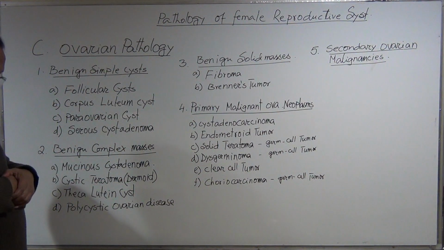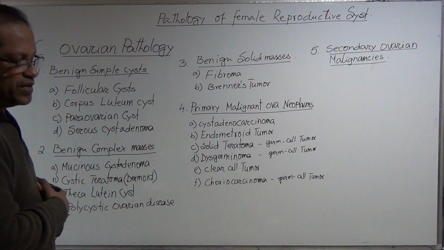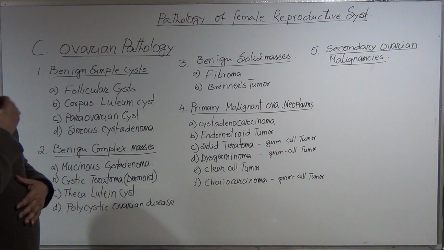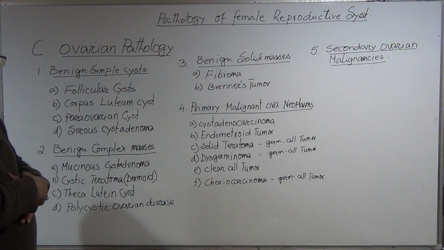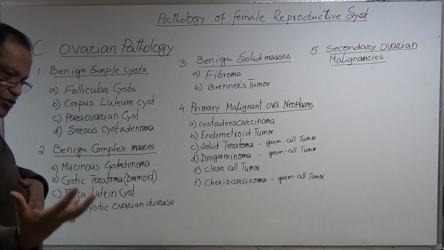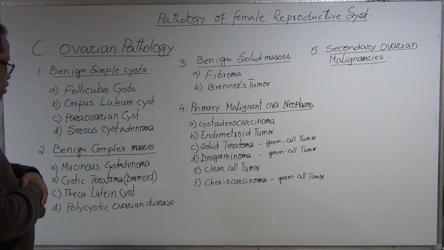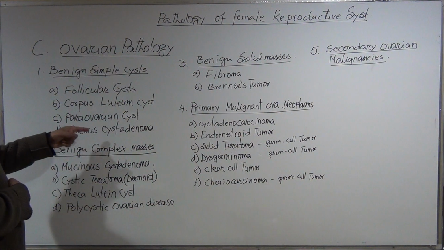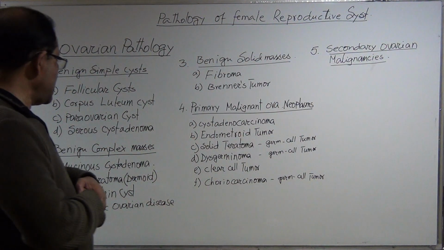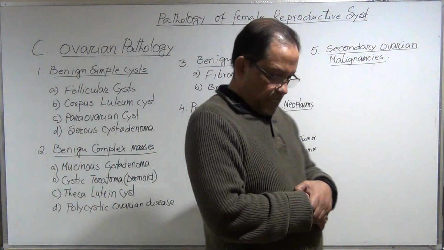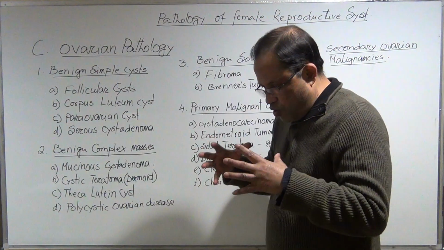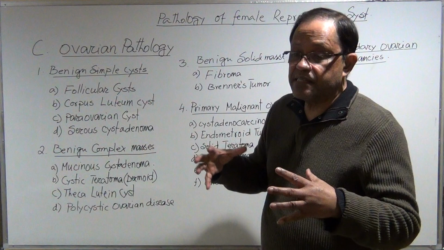And the mucinous is slippery, like secretions from the throat. The stomach juice is slippery, right? Those are the mucinous, mucoid. So this serous cyst adenoma, it is an adenoma, but it is a cystic version.